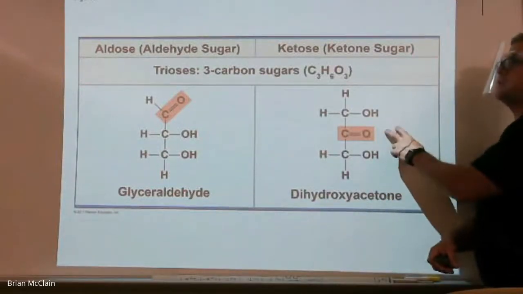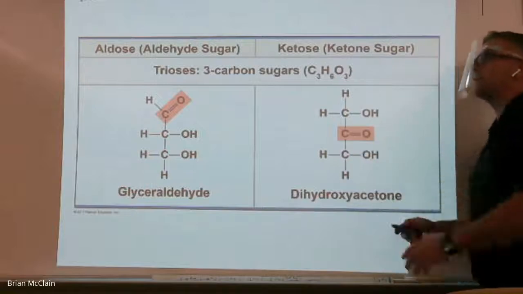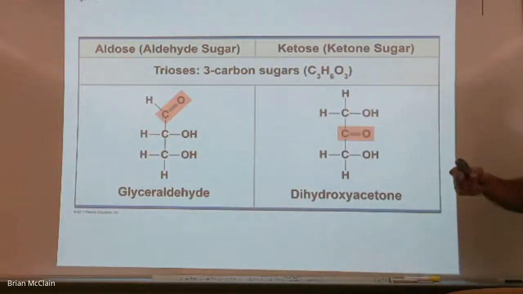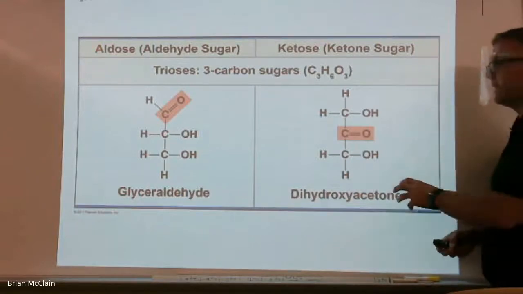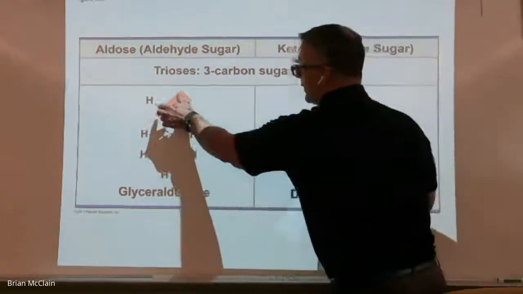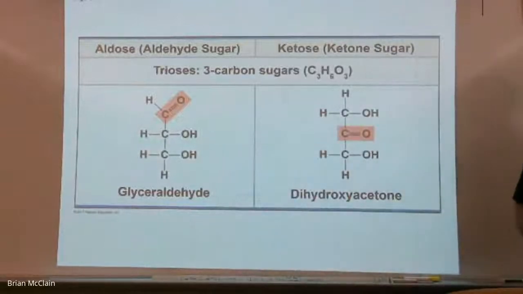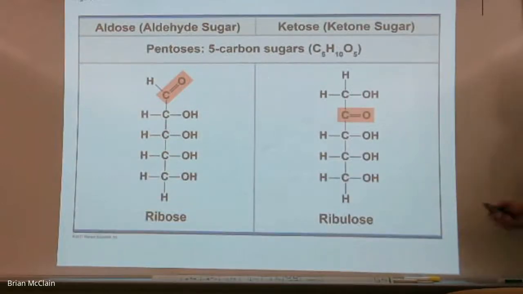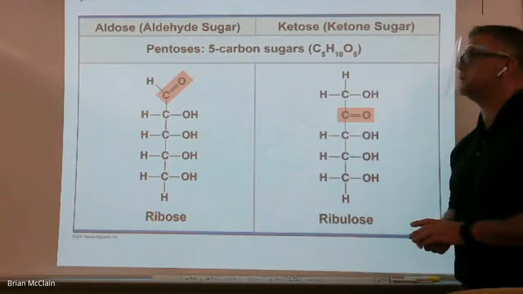So it all just has to do with the position of that. I'm not going to ask you to memorize which sugar is which in this case right here. I'm just trying to get you to recognize that the position of that carbon double bonded to an oxygen is going to be an influential factor as far as what category of sugar we're looking at. So these are pentoses. These are 5-carbon sugars.